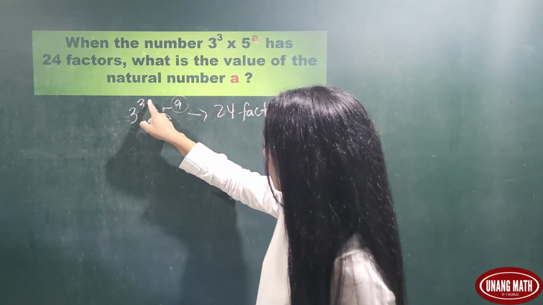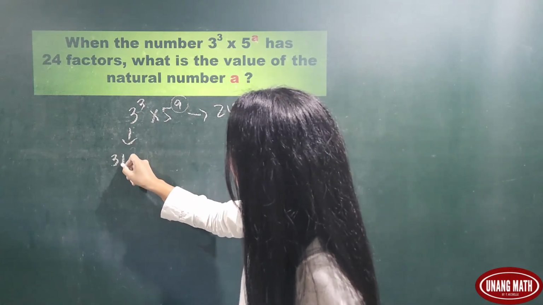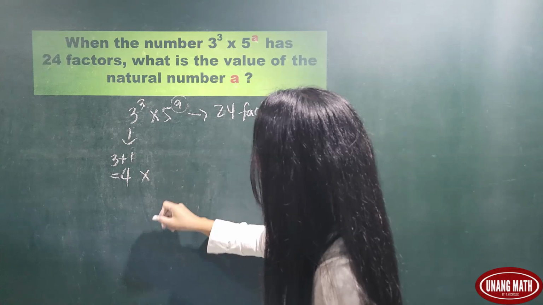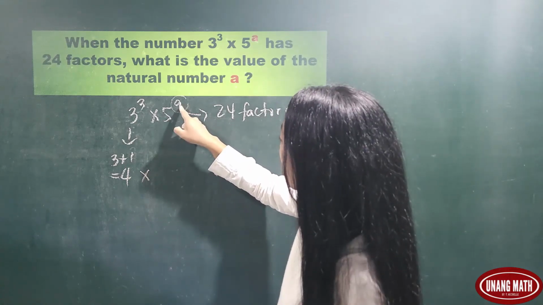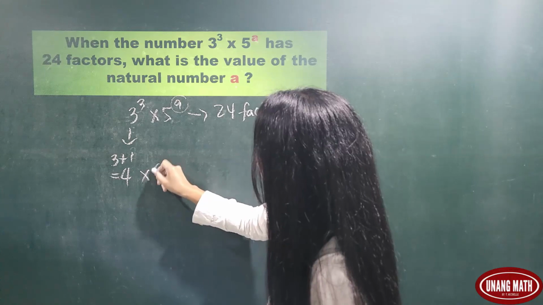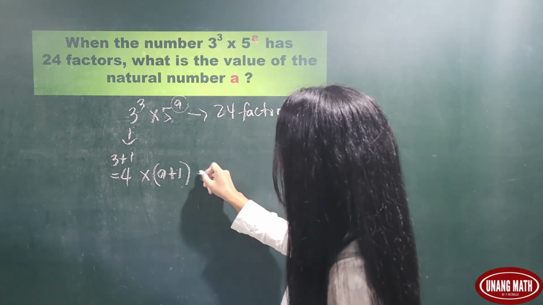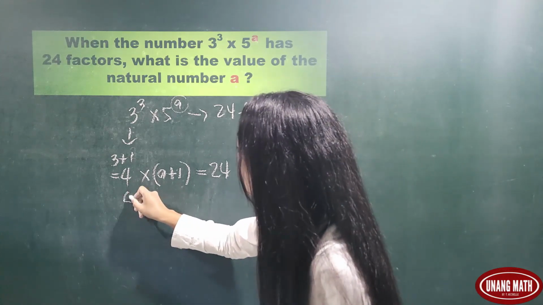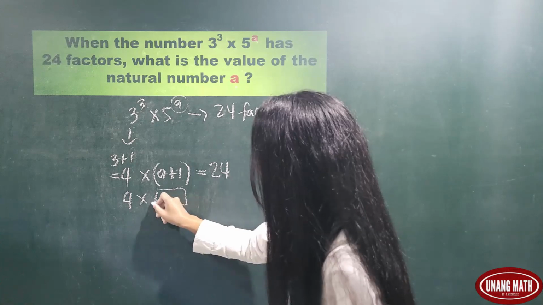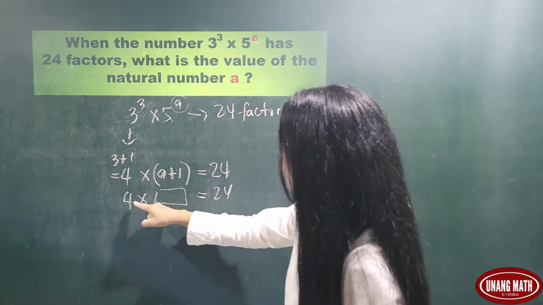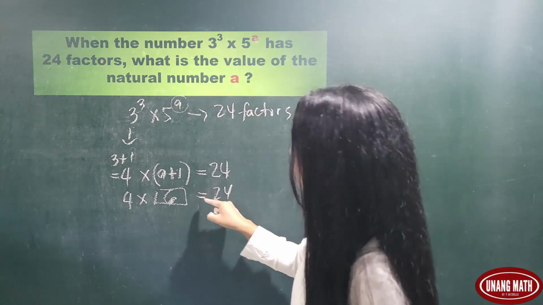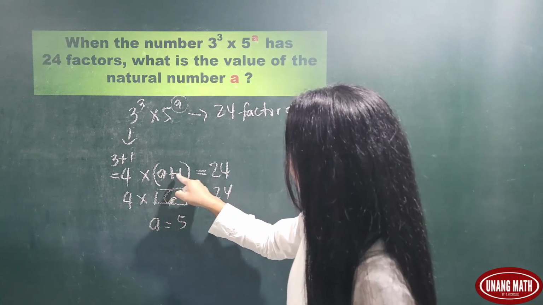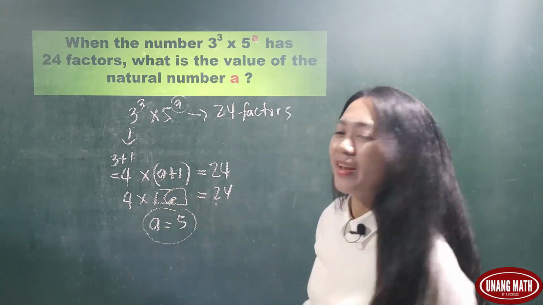3 raised to the power of 3 has 3 plus 1, so it has 4 factors. 4 times this one, 5 raised to the power of a. So this means a plus 1. And this is equal to 24 because there are 24 factors. So 4 times what number is 24? 4 times 6 is 24. It means a is 5 because 5 plus 1 is equal to 6. So the answer is 5.